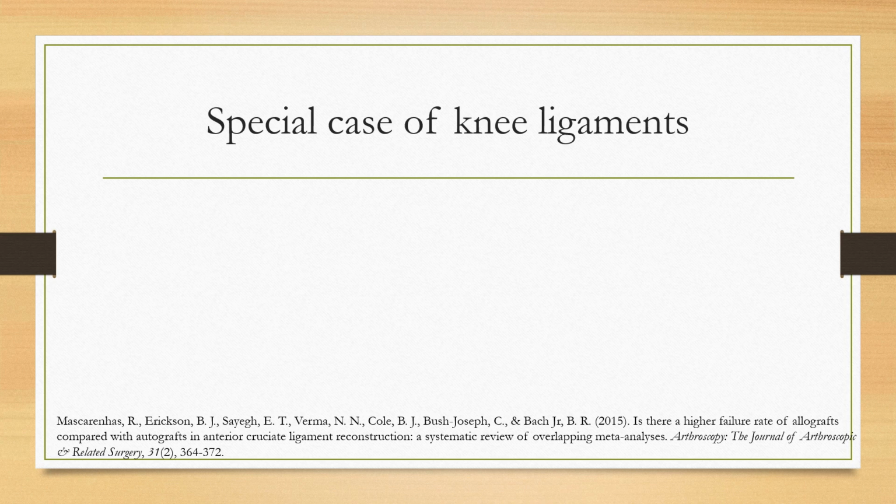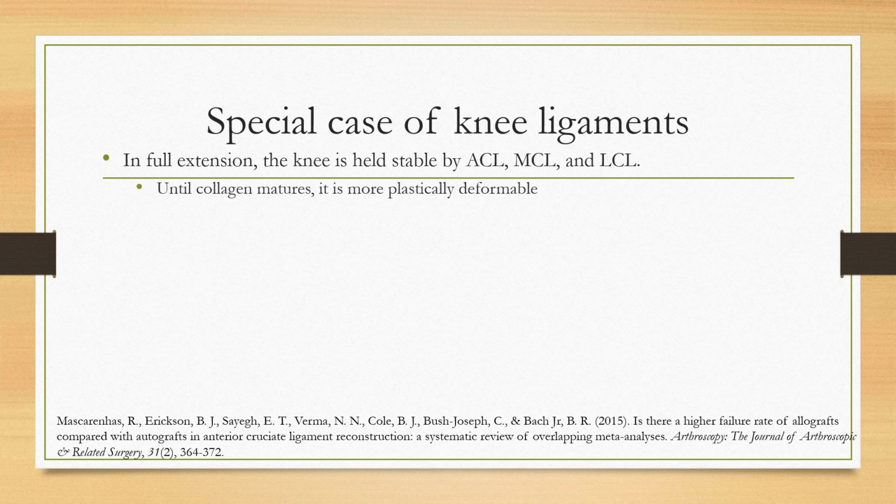Since injury to the ACL is such a common sports injury, we're going to take a few minutes to think about it in particular. In full extension, the knee is held stable by the ACL, the MCL, and the LCL. So the MCL and the ACL are frequently injured by the same mechanism, either hyperextension or valgus.